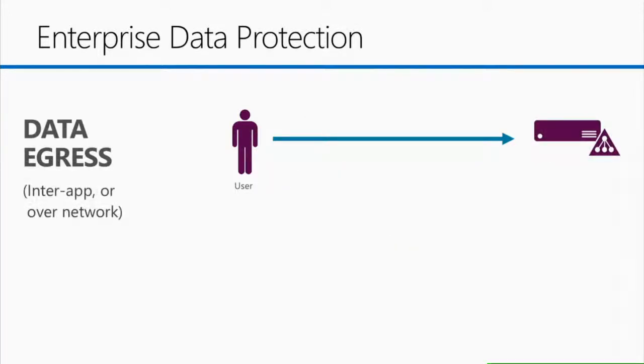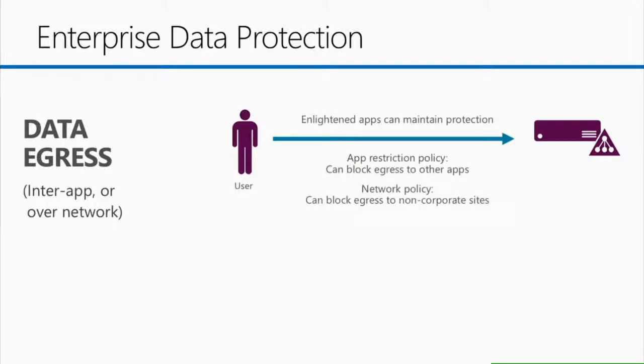What about data that leaves the device? This is one of the most challenging pieces with data protection. How do you make sure protection stays with the data when it leaves the device? I mentioned we have network policy. What the network policy allows us to do is to block data from leaving to a non-enterprise site. So again, if you have defined your corporate boundary as corp.contoso.com, then any location that is outside that boundary, the data will not leak to it.